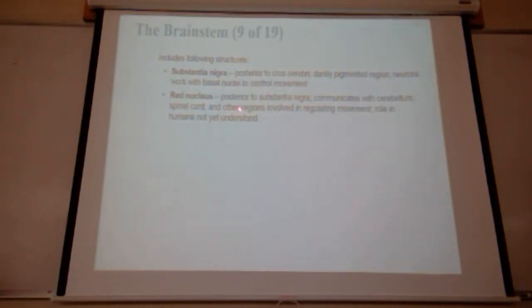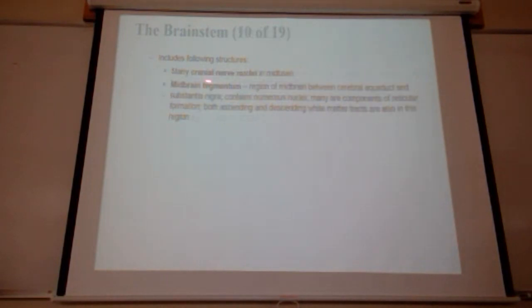The red nucleus is posterior to the substantia nigra, and communicates with the cerebellum, the spinal cord, and other regions involved in regulating movement. The full role of this structure in humans is not yet fully understood. Hopefully within the next 10 to 15 years, we will have a better grip on what the red nucleus actually does.